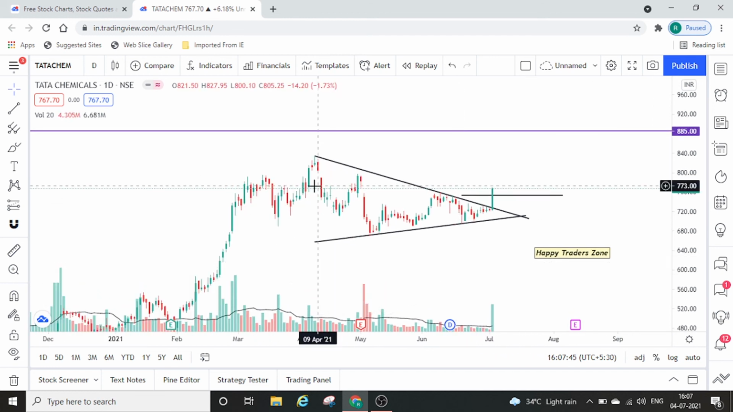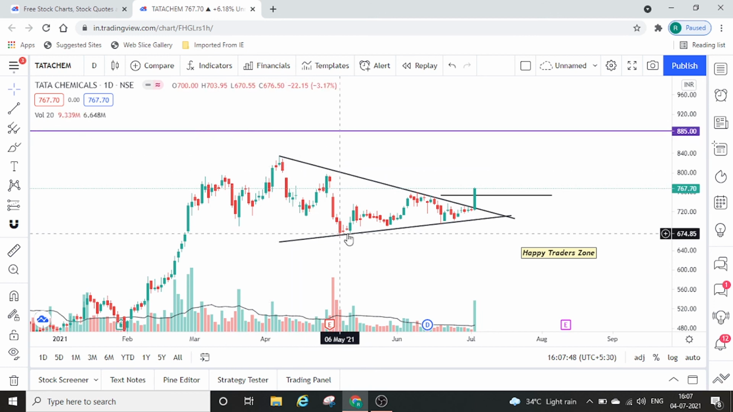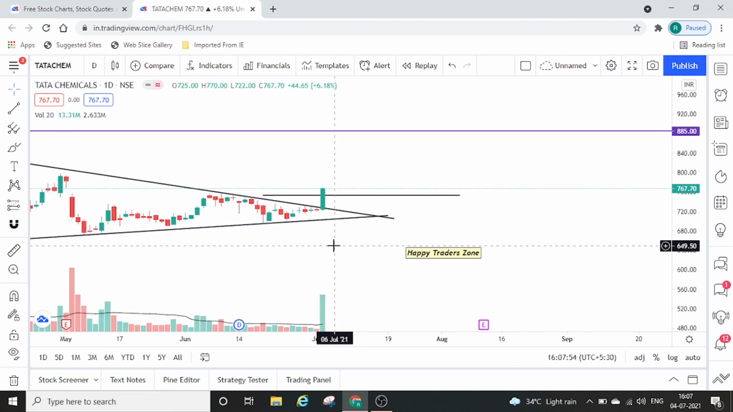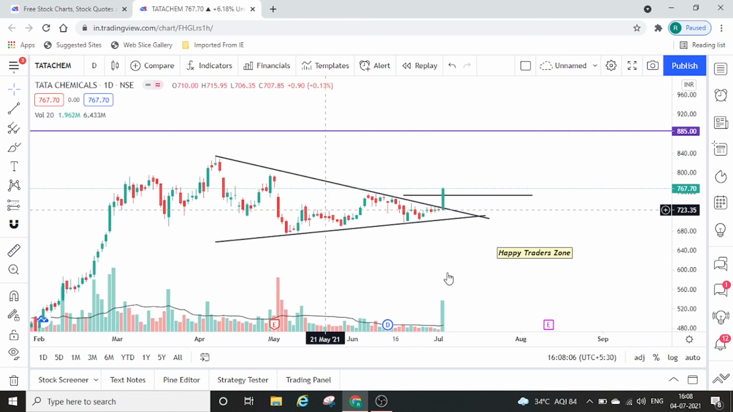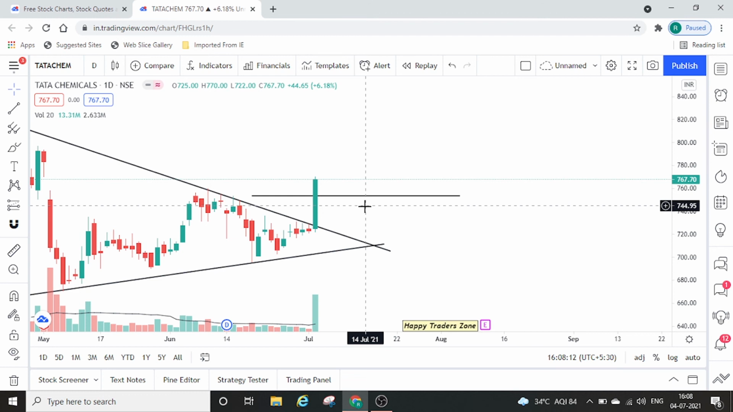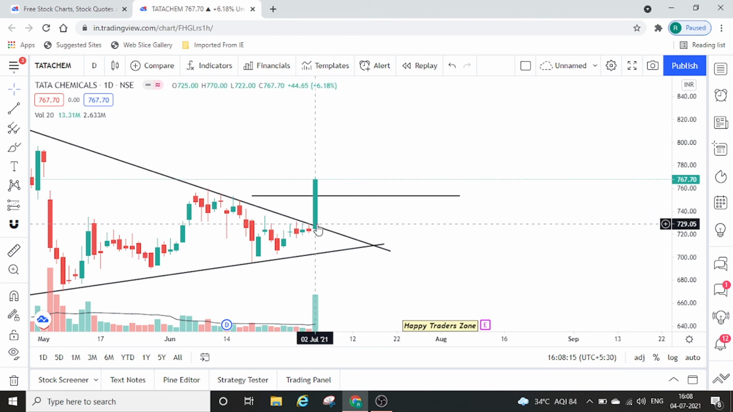If you see here, we have one resistance and it took support at this level, and again resistance, support, resistance, and finally on Friday it gave a massive breakout of around 6 to 6.25%. The stock moved and gave a very good breakout. And regarding the entry price, in the upcoming days, once this candle has been broken out, the higher level is 770. If in the next week the stock price moves above 770 levels, even for 1 minute or 1 second, we can make a new buy entry.